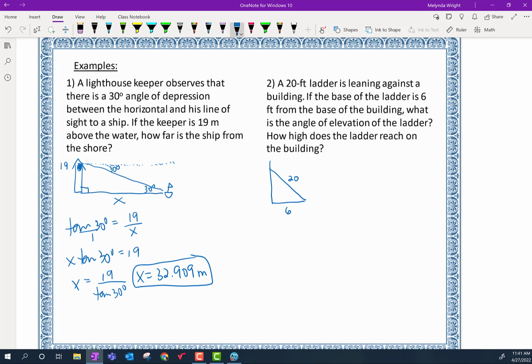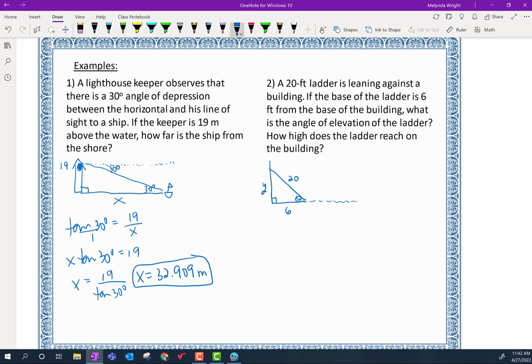Angle of elevation of the ladder. What that's talking about, we always measure with the horizontal. So it's talking about this angle right here, the angle between the ladder and the ground. That's the angle of elevation. So we need that angle measure, and we want to know how high the ladder reaches up, so we're going to need this side value. So we have another right triangle, and we just need to find an angle and a side measure.